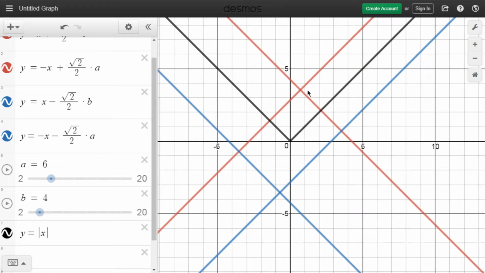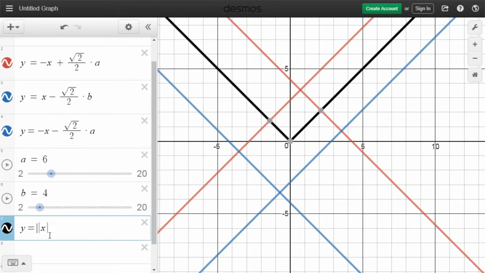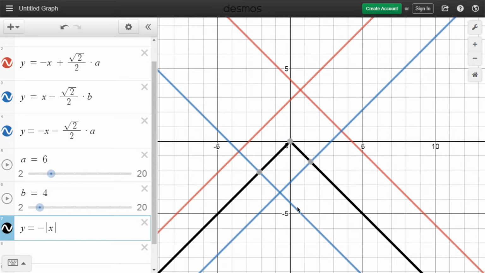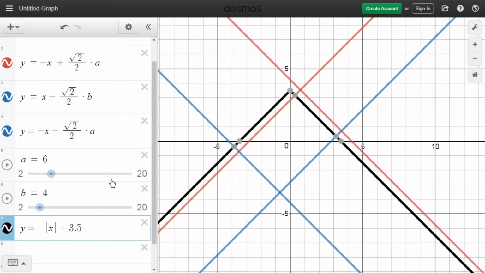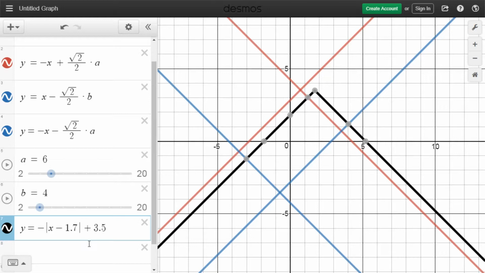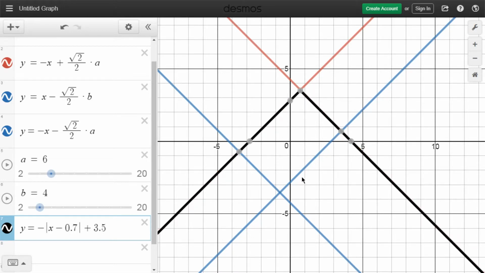So if we wanted to make it look more like the upper bound here, we'd have to reflect it in the X-axis. So we'd put a negative outside the function. We'd have to translate it up and to the right. How much though? It looks like the coordinates over here are 3.5, I guess. So we would add 3.5 at the end of it. And it looks like maybe 1.7. It's been moved to the right. So we'll say minus 1.7. I meant 0.7. Sorry about that. Okay, so it's probably going to look a little bit like this.